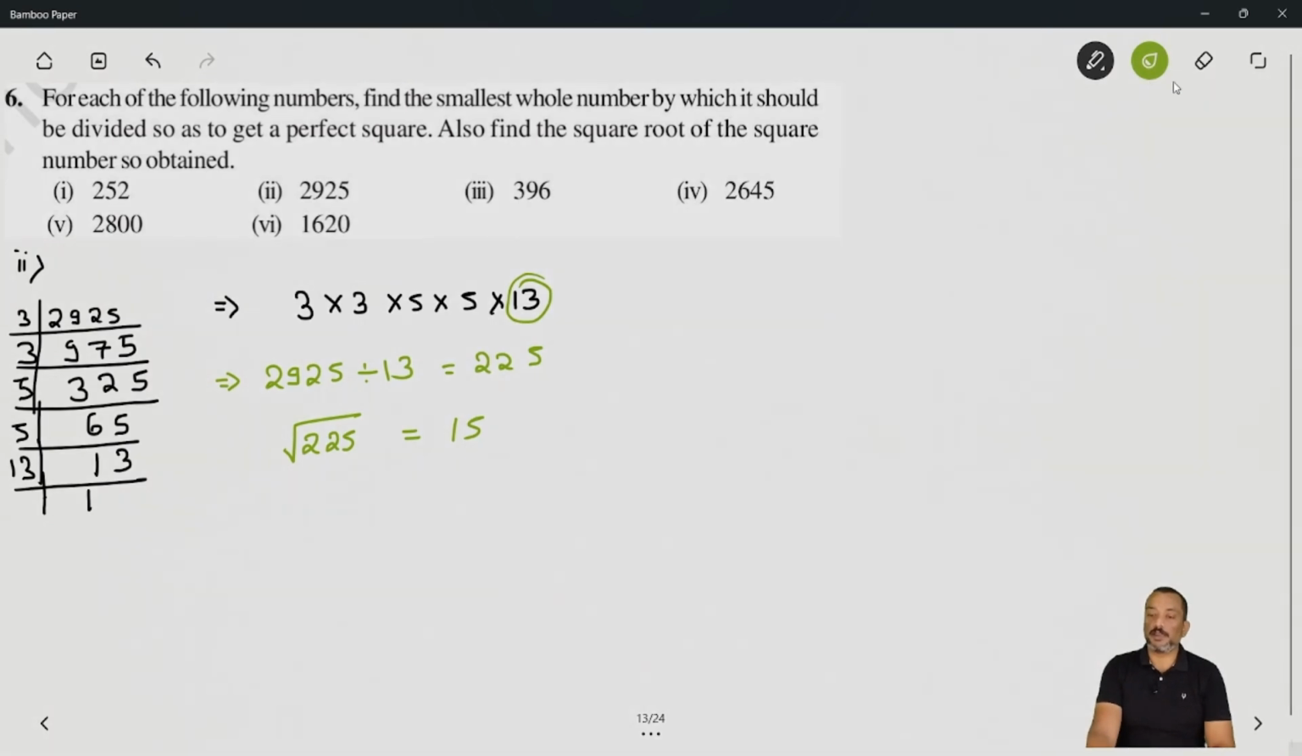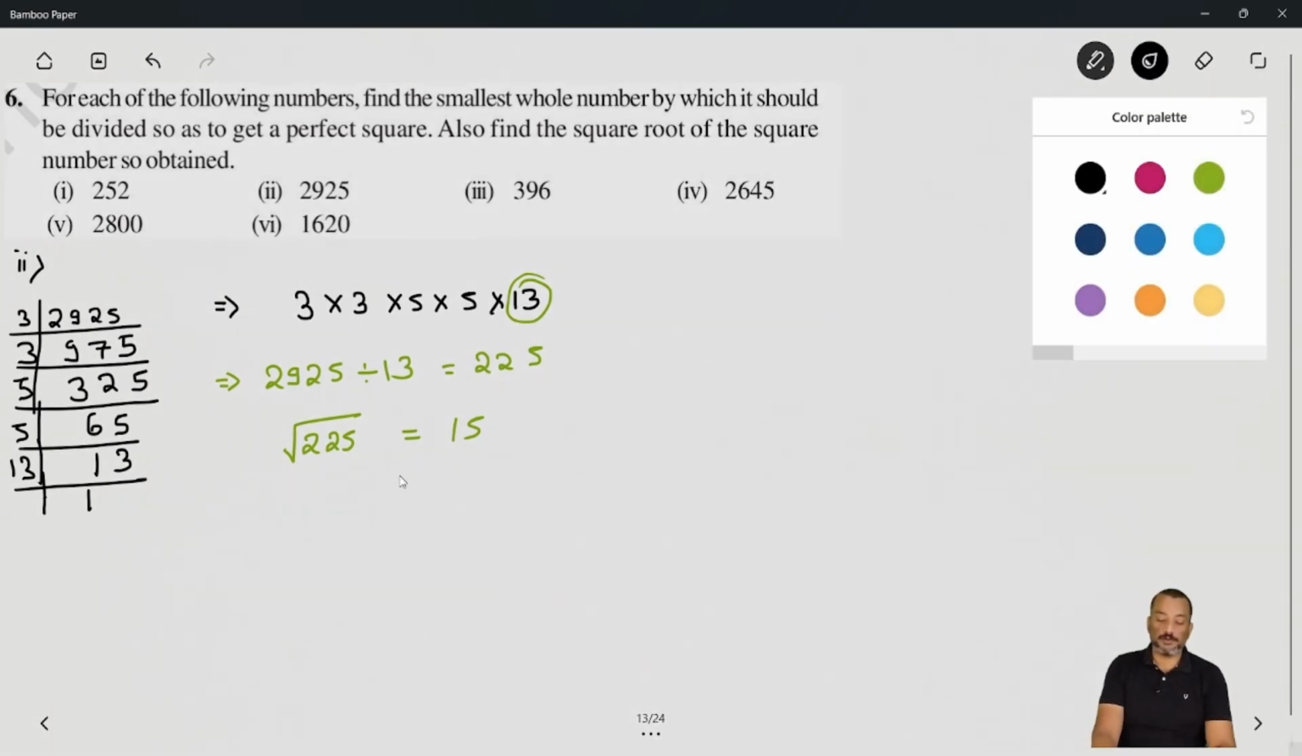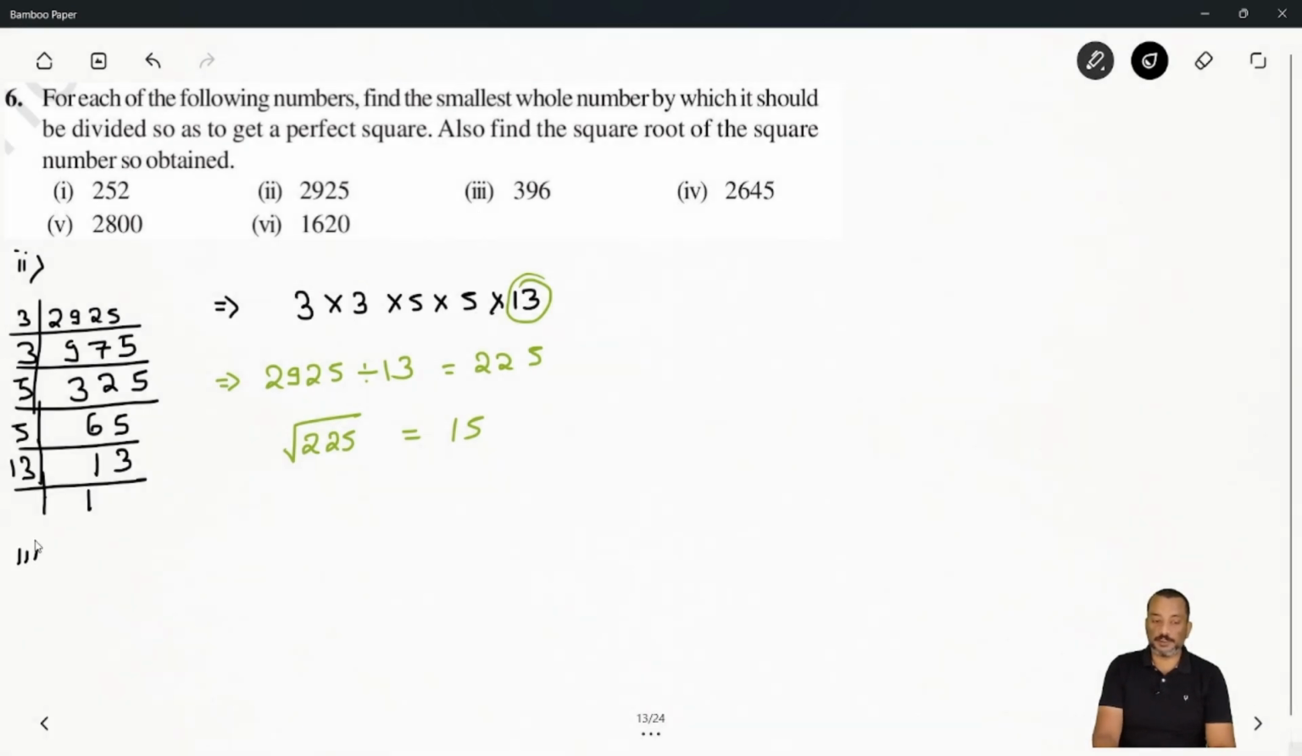Now let's try another question, question number 3. It is 396. In the same way we do the prime factorization. 396 divided by 2 gives 198. Again go with 2 and you will get 99. Now try with 3 and you will get 33. Now 33 divided by 3 gives 11.